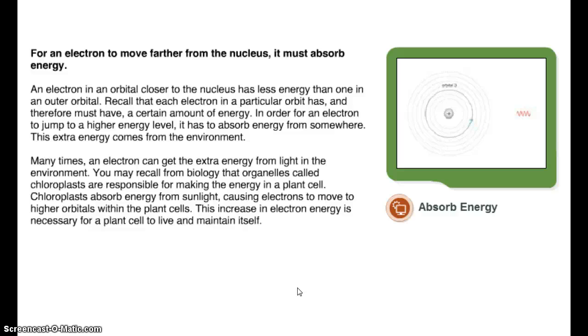You may recall from biology that organelles called chloroplasts are responsible for making the energy in a plant cell. Chloroplasts absorb energy from sunlight, causing electrons to move to higher orbitals within the plant cells. So it's kind of cool to know why that happens. This increase in electron energy is necessary for a plant cell to live and maintain itself.